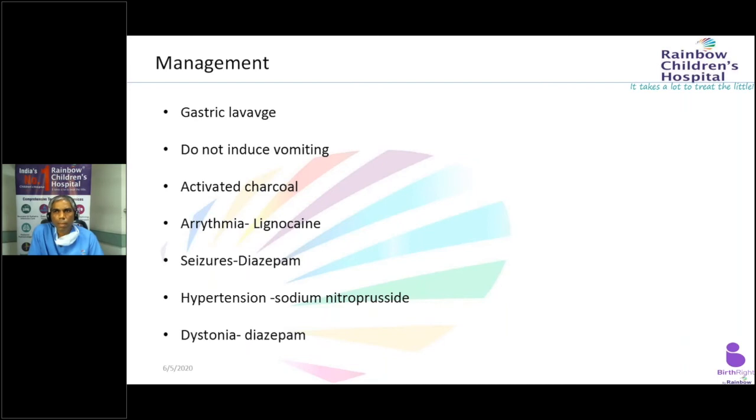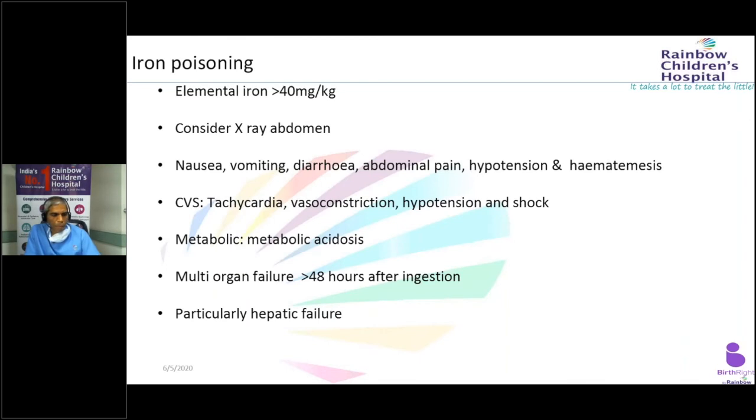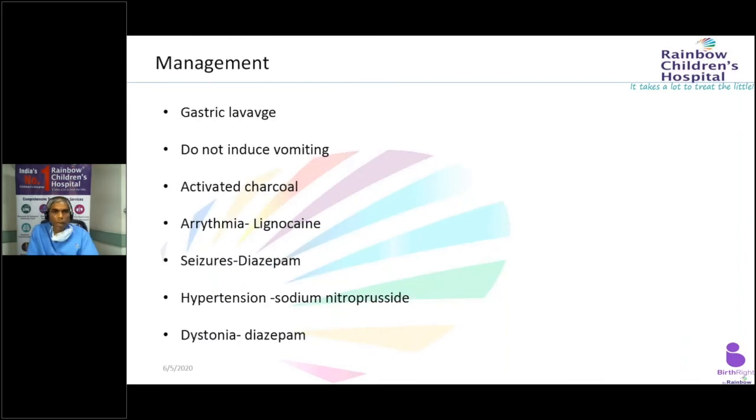In terms of management, as it's a medicinal substance, it's quite important that we do gastric lavage if the child presents within 1 to 2 hours after ingestion. Please consider giving activated charcoal. If they develop cardiac arrhythmias, we have to use lignocaine. If they develop seizures, diazepam is the drug of choice. If they develop hypertension, it has to be treated with sodium nitroprusside. And there is a possibility that these children might develop dystonias, for which we have to use diazepam.